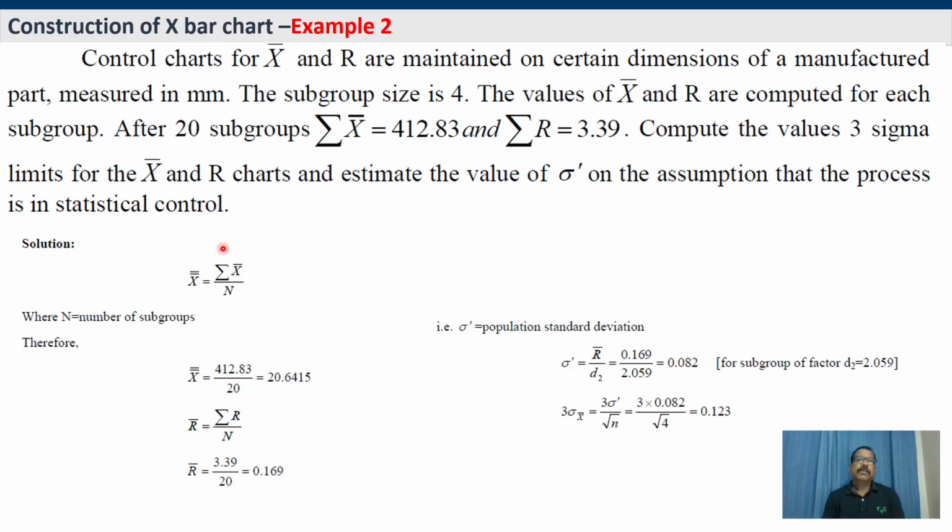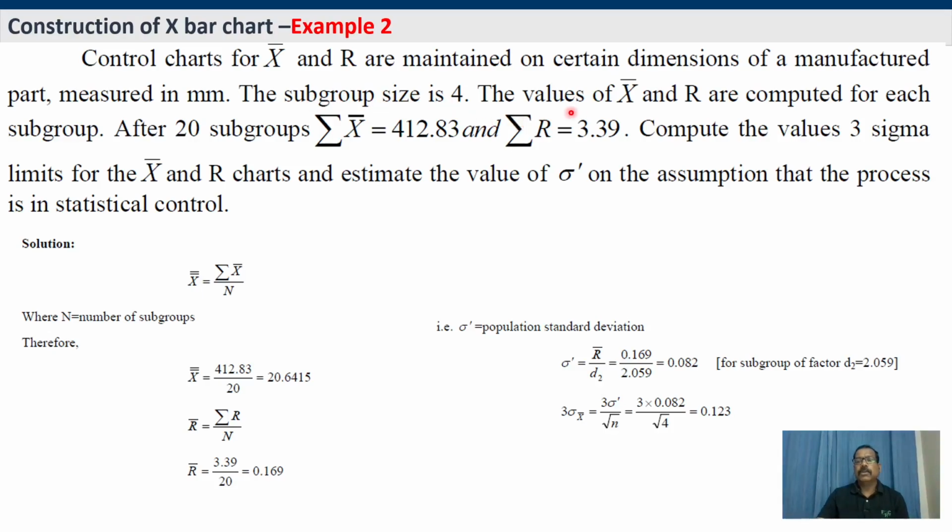So in this example, the control charts for X bar and R are maintained on certain dimensions of a manufactured part measured in millimeters. Sometimes it's not stated whether it is an R bar or X bar chart. If the measured variables are continuous like that, you have to assume it. Then the subgroup size is 4. We don't know how many subgroups, but one subgroup has a size of 4. So the sample may be 4.